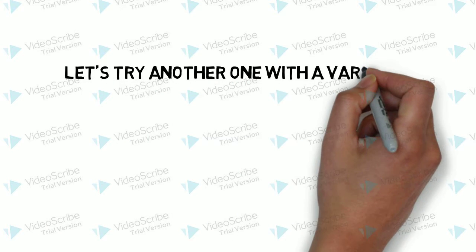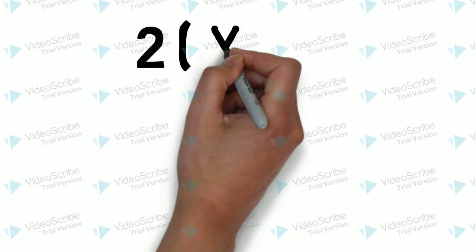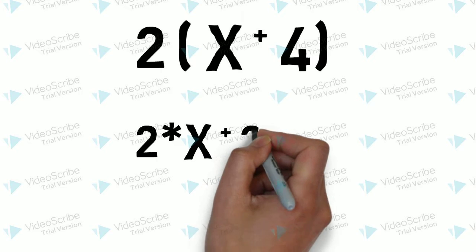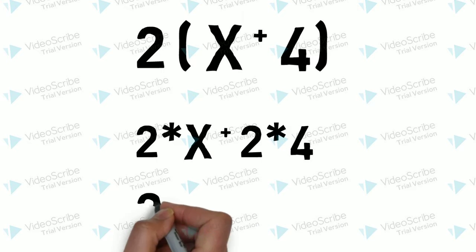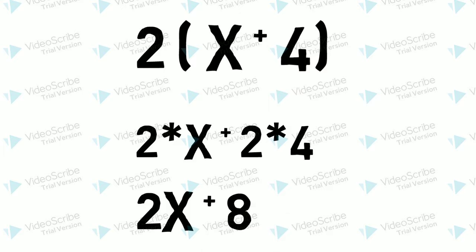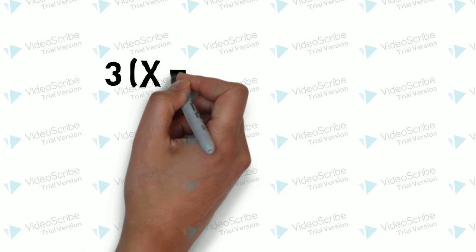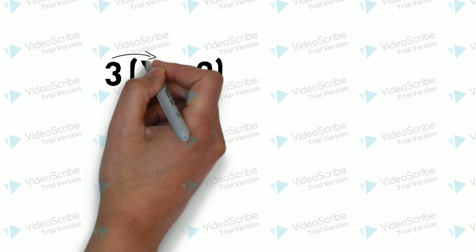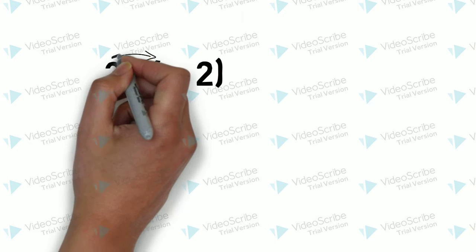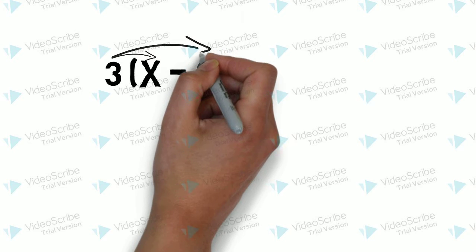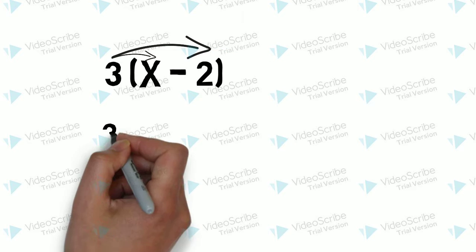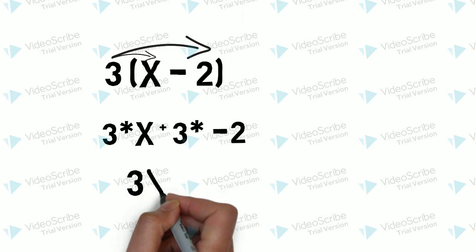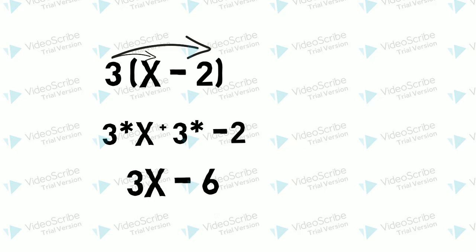Now let's try another one with a variable. Let's say the example of 2 times the quantity of x plus 4. That's 2 times x plus 2 times 4, and that's 2x plus 8. Now let's take another example: 3 times the quantity of x minus 2. You distribute 3 to x and 3 to minus 2. So you get 3 times x plus 3 times minus 2. Simplify that, and you get 3x minus 6.